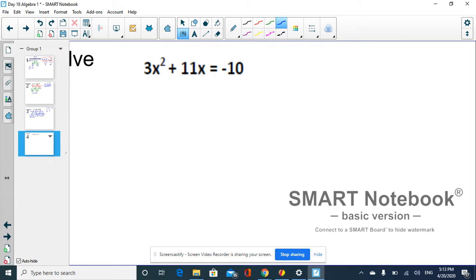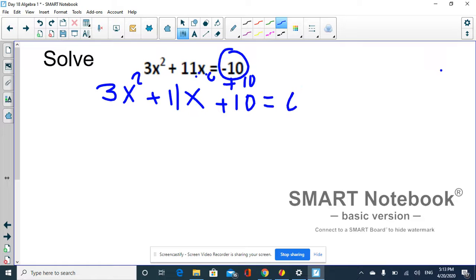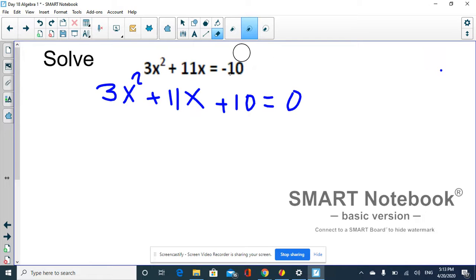The last example we have here is this quadratic equation. In this one, we have x squared and x. First step, put this equation equal to 0. So 3x squared plus 11x, and to move this negative 10 from here, we add 10. To add 10 on this side, we add 10 on the other side. That means plus 10 equals 0. Okay? Now you have 3x squared plus 11x plus 10 equals 0. To solve this one, we have to factor it.